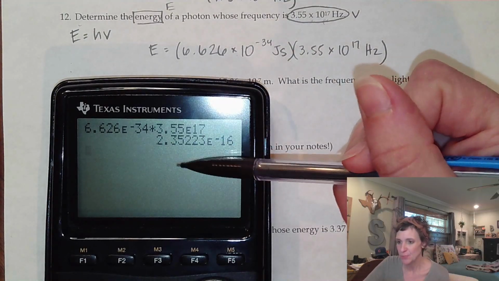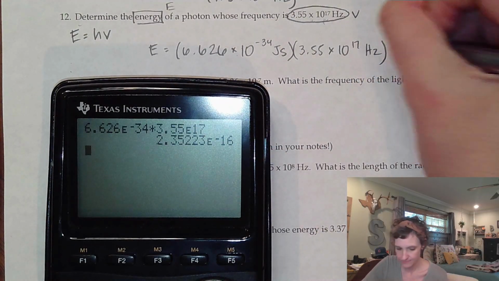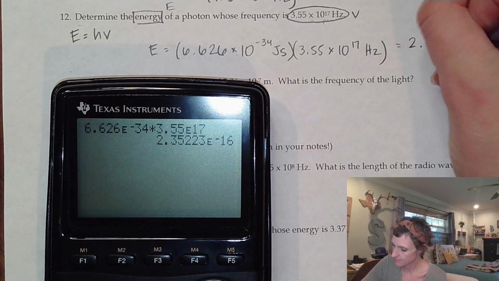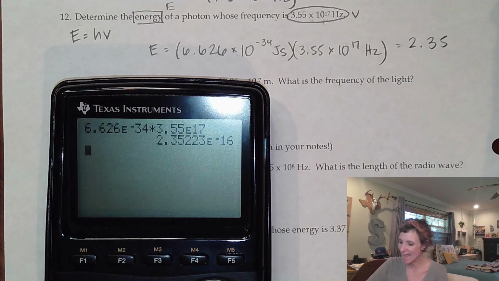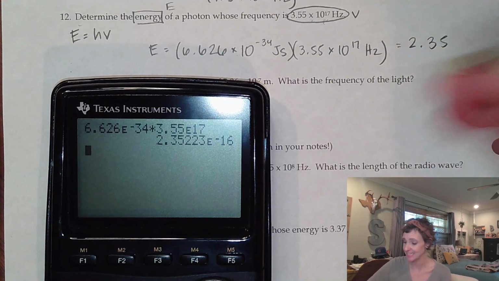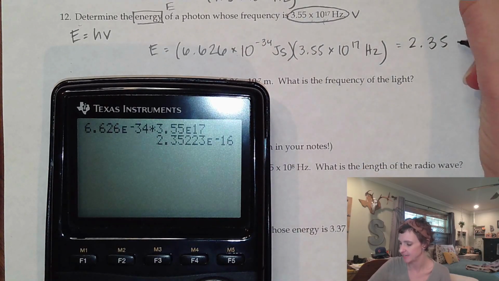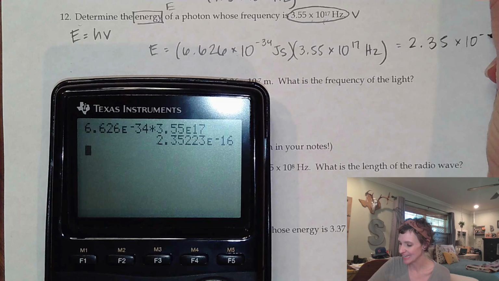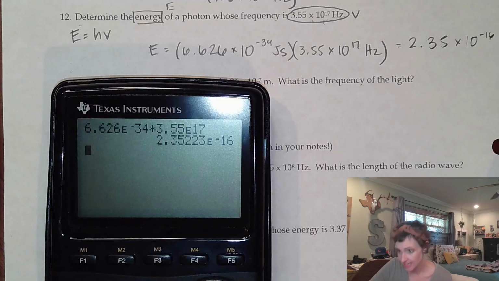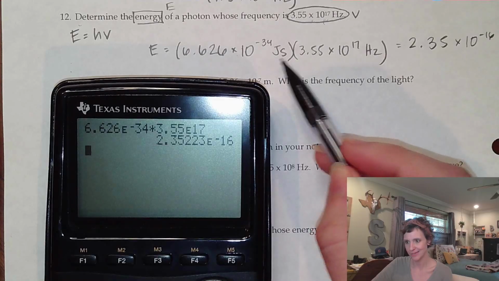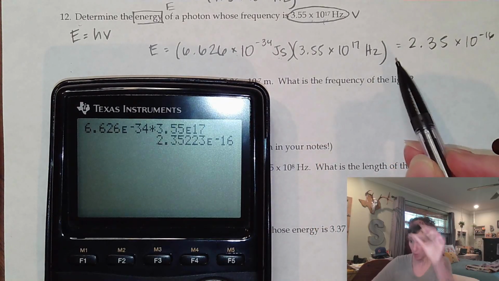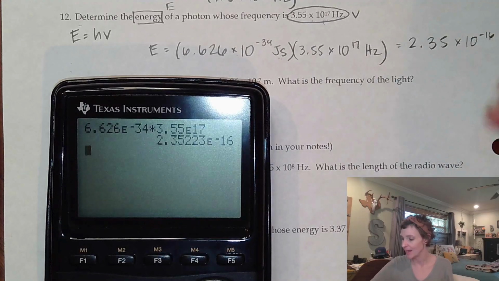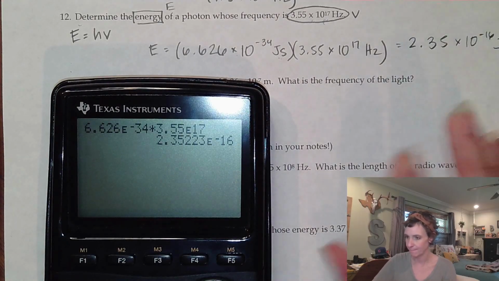So I got 2.35, right? And my 2.35 is not just 2.35, it is times 10 to the negative 16th. And I have solved for an energy. Energy is always joules. Your units help you out here. His is joule seconds. This is over a second. Seconds go away. I just have joules at the end, right?